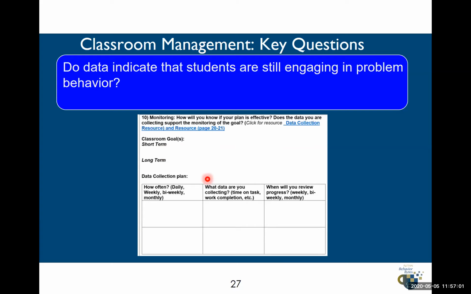And then there is a section for, how do you plan to collect data? So how often will I collect data to support if students are meeting my goals? What data will I collect? Remember, we want to start with those data that we're already collecting. And then how often am I going to review progress? So a lot of times one of the lessons that we learned when we were implementing classroom management plans is that when teachers were meeting in their team meetings, that was always a good time for them to sit with their grade level team or their department and talk about, how are students responding to classroom management plans.